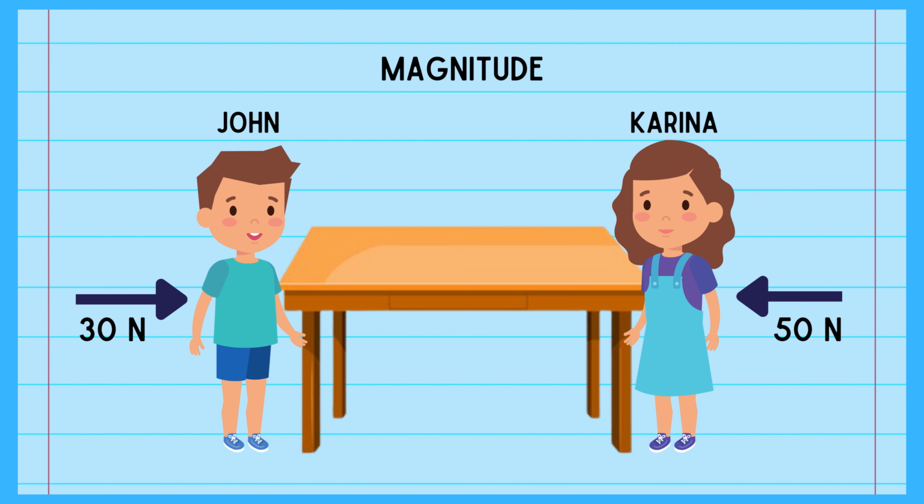Now moving ahead, John and Karina want to push this table forward, but they are standing in the opposite directions. John applies a force of 30 newtons, whereas Karina applies a force of 50 newtons. The total force or the net force applied is 20 newtons.